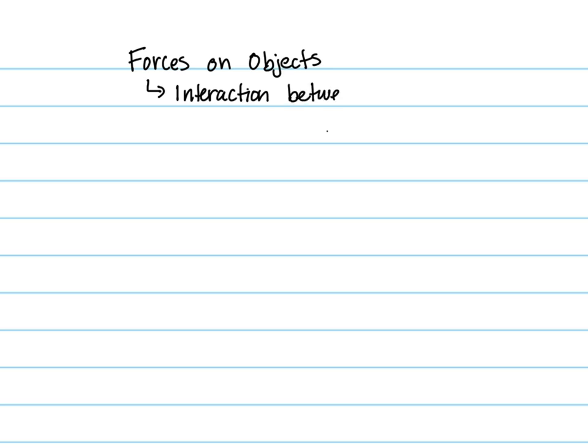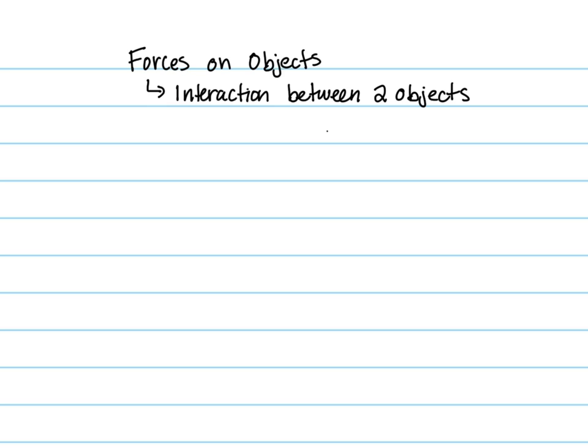In this video, we're going to figure out how to identify forces on objects. So we've previously seen that a force is an interaction between two objects. Because forces are interactions between two objects, forces always come in pairs. There's always a force on each of the two objects that are in the interaction.